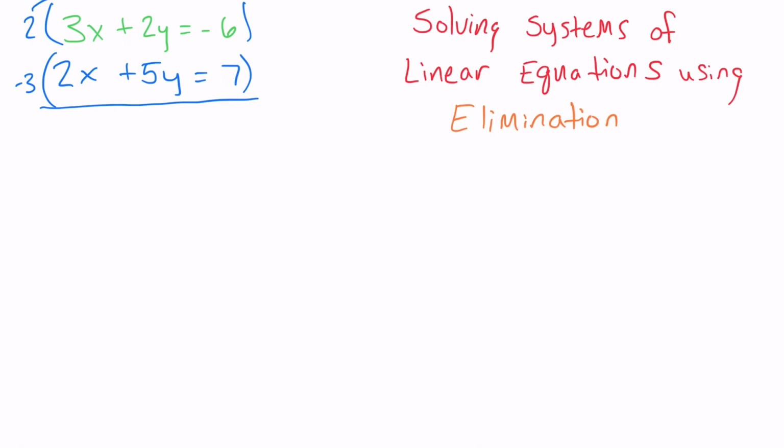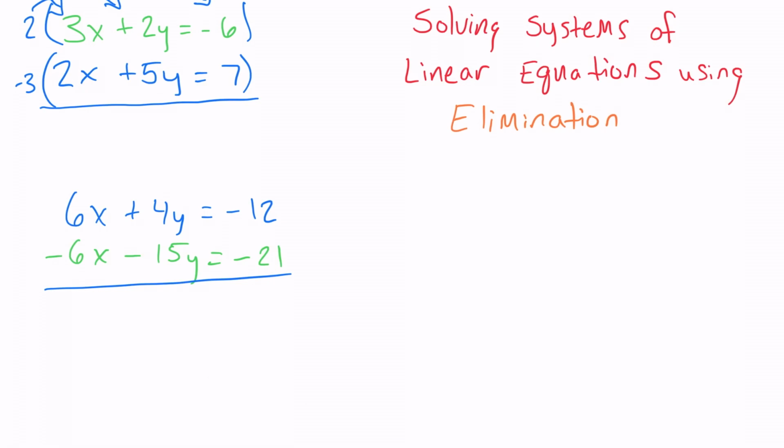So we're going to distribute this value 2 times 3x, 2 times 2y, and 2 times negative 6. Remember, multiply that value by every term. We're trying to maintain that balance of the equation. We cannot just multiply one of the terms by 2. So it's going to be 6x plus 4y equals negative 12. Our bottom equation here is going to change to negative 6x minus 15y equals negative 21.